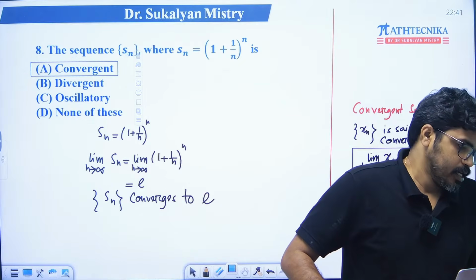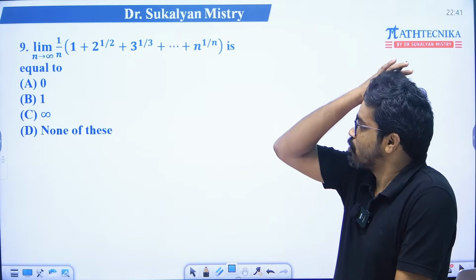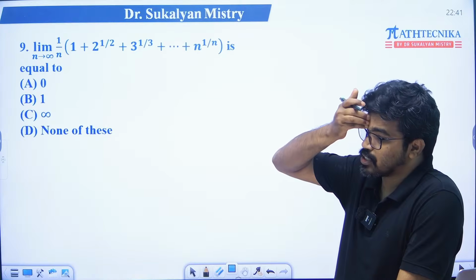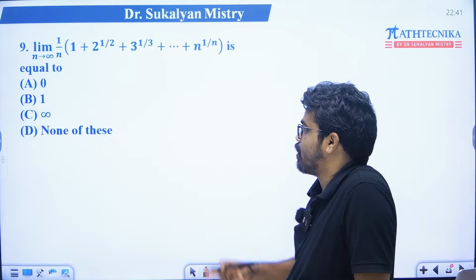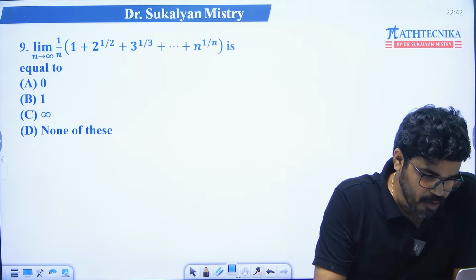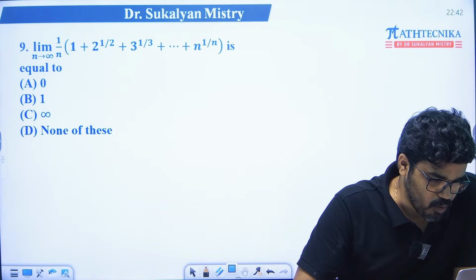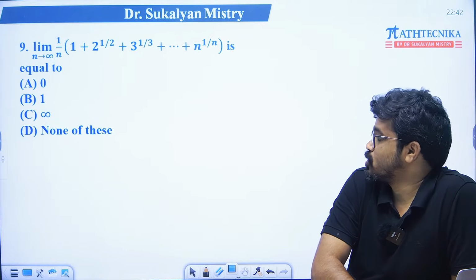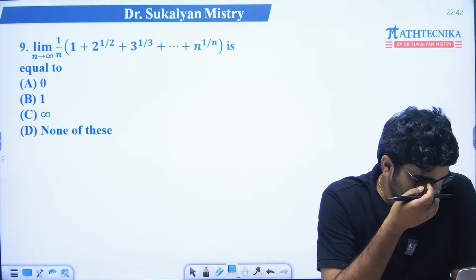Okay, so next, try to solve this problem. This is the application of Cauchy's first limit theorem. Note this problem. We have to calculate the limit as n tends to infinity of 1 by n into (1 plus 2 to the power 1 by 2 plus 3 to the power 1 by 3 plus ... plus n to the power 1 by n) is equal to.